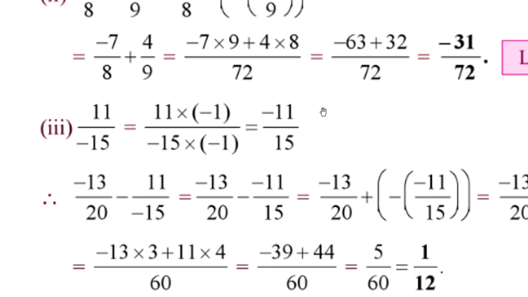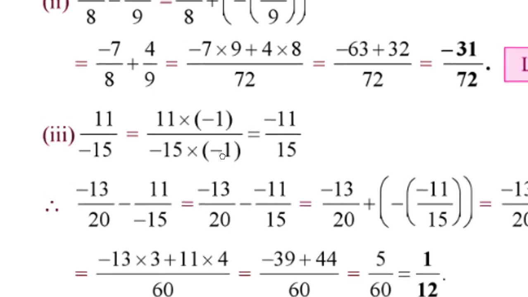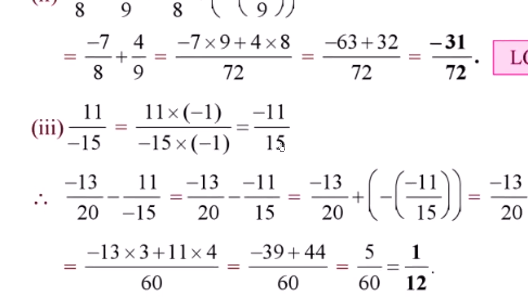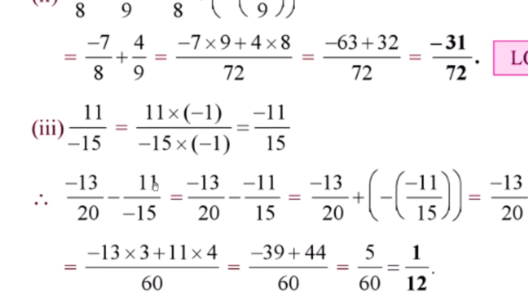Third one, 11 by minus 15 they have given. So, not in the standard form. First, we have to change it into standard form. How? By multiplying with minus 1, both numerator and denominator. Let's change it to standard form. Now, subtraction. Now, instead of 11 by minus 15, we have to take minus 11 by 15.